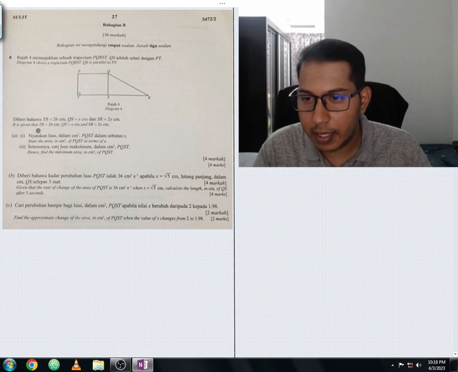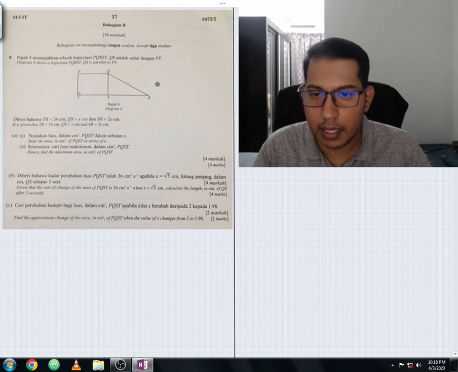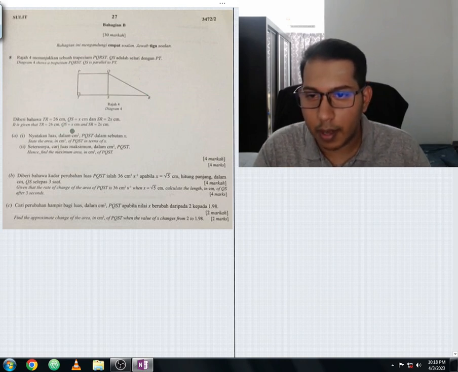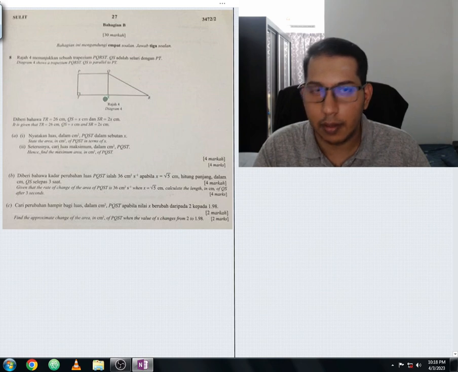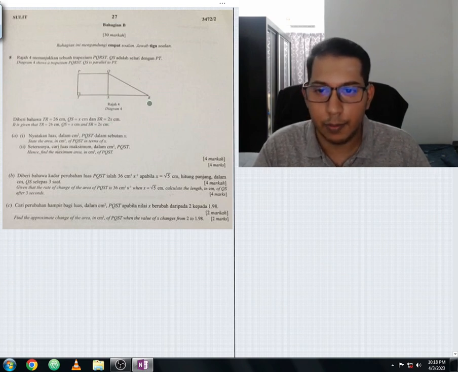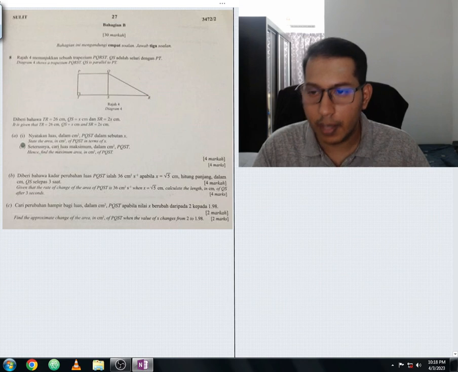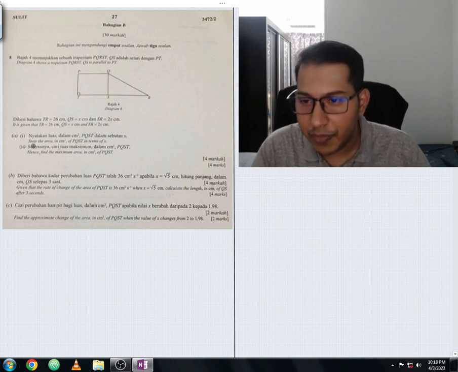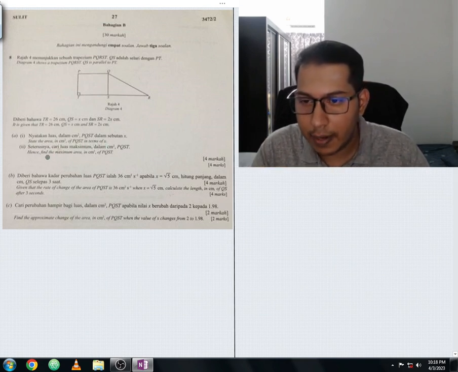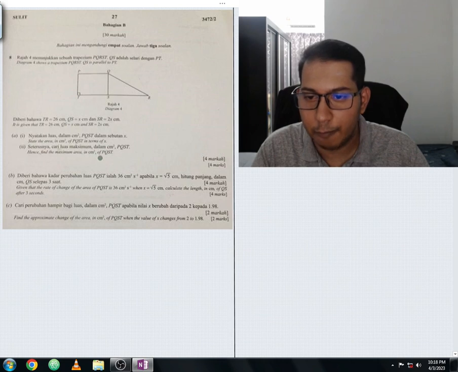It is given that TR is equal to 26 centimeter. Okay, TR itself is 26 centimeter. QS is equals to x centimeter. So the vertical length QS is equals to x centimeter, and SR is equals to 2x centimeter. Okay, this is the length SR, which is 2x centimeter. Okay, so let me read the question A part 1. State the area in centimeters square of PQST in terms of x. Okay, and then for the part 2, hence find the maximum area in centimeters square of PQST.